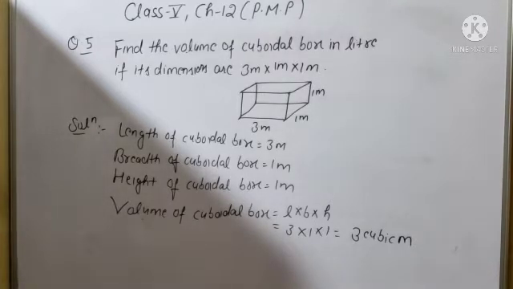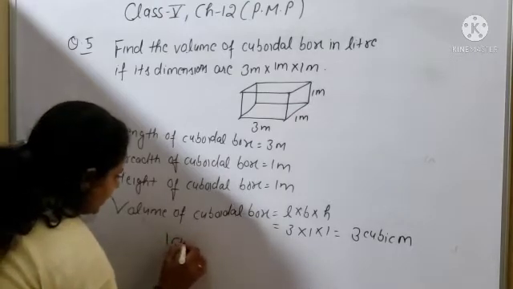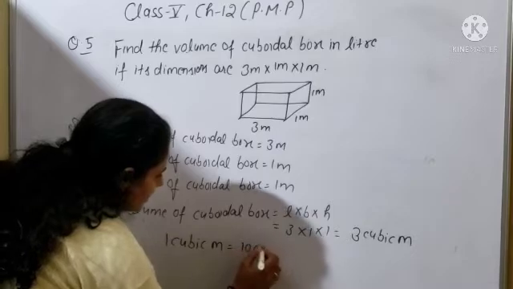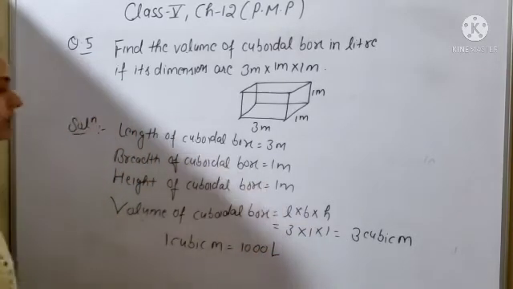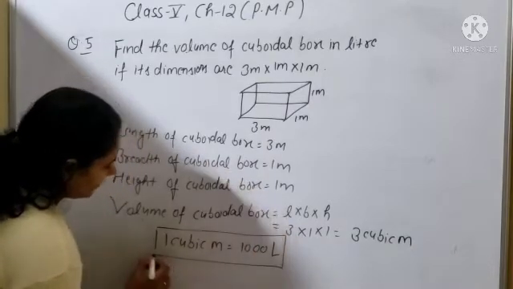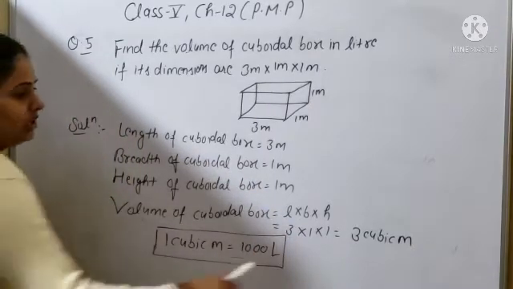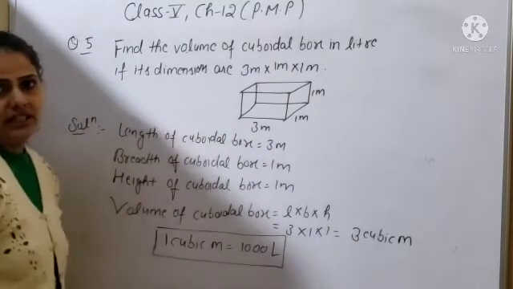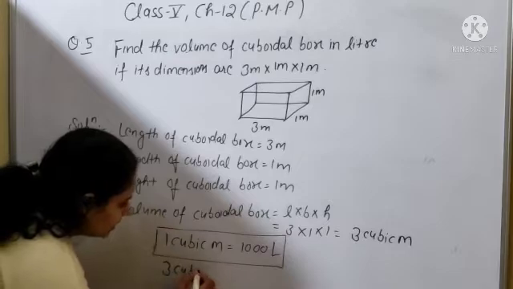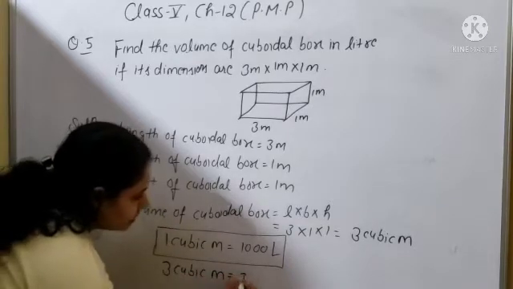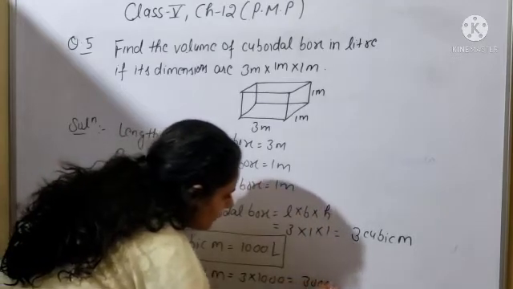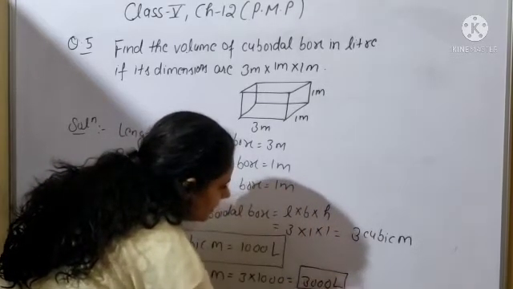You know very well, 1 cubic meter is equal to 1000 liter. Okay, 1 cubic meter is equal to 1000 liter. If you know about this, you can easily find out that 3 cubic meter will be equal to 3 into 1000. So it will be 3000 liter. So this one will be your answer.